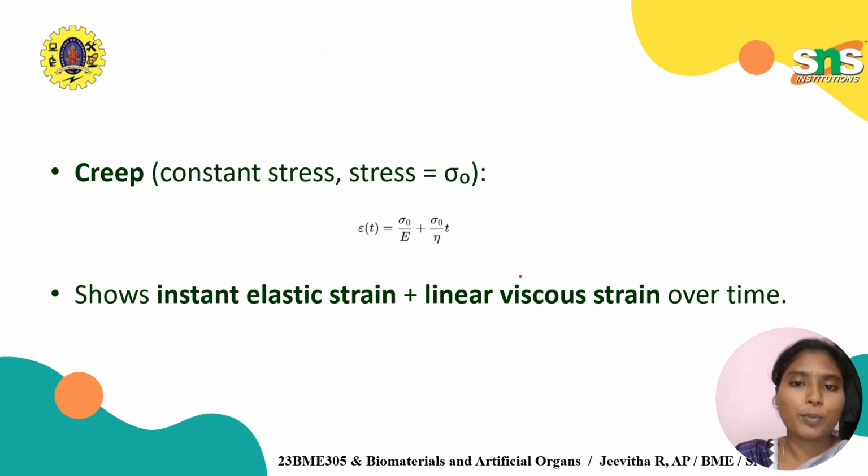And another important property is creep. When we apply a constant stress to the material, the strain gradually increases over time. Here, epsilon naught of t is the rate of strain. Here, it shows the instant elastic strain from the spring. There is immediate creation of strain from the spring, and the second one is linear viscous strain. It is from the dashpot. It is a gradual increase in strain over time. To add these, we can get the creep.